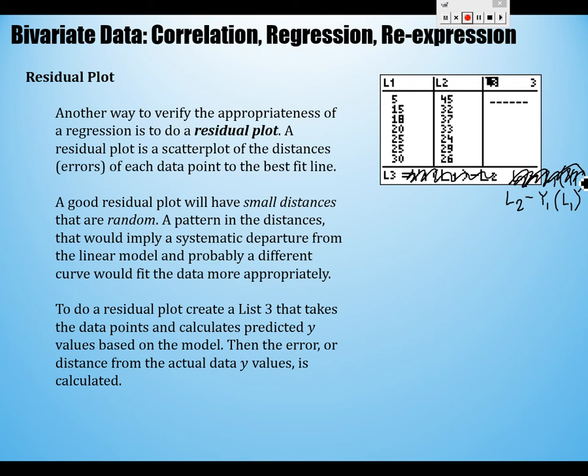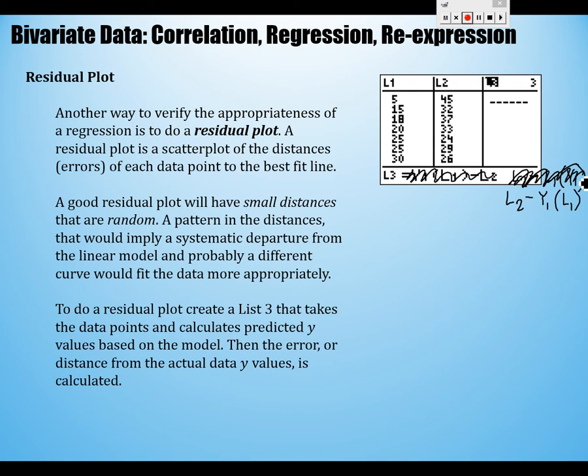Y bars function Y1. So again, let's help each other out with this. So you're typing in L2, so that's the actual value, minus Y1 of L1. That's the predicted value from your equation. Now this only works if you have the regression equation in Y1, which I trust you all still do. Right? So what it's doing is it's taking each L1 value and plugging it into your regression equation to get an estimate.